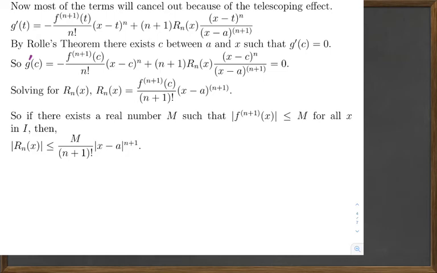So if there exists a real number m such that the (n plus 1)th derivative evaluated at x is less than or equal to m for all x in the interval I, then we can have a bound on our remainder. So our remainder in absolute value is less than or equal to m over (n plus 1) factorial times (x minus a) to the n plus 1. That'll tell us how good of an estimate we have going on, and we'll do an example of that. And we can also use this result to prove that a Taylor series converges to a particular function. So let's try that out in a couple examples here.